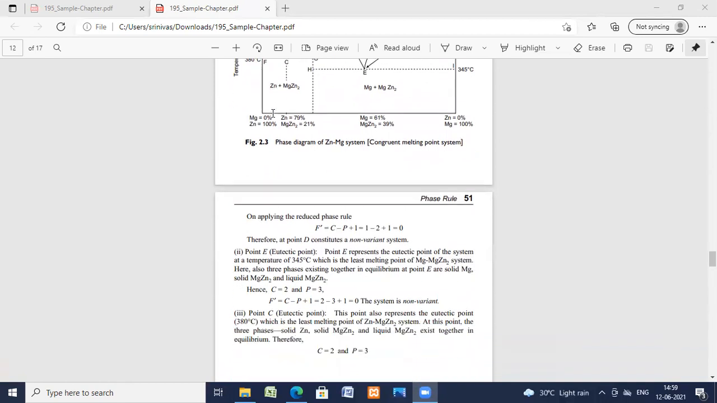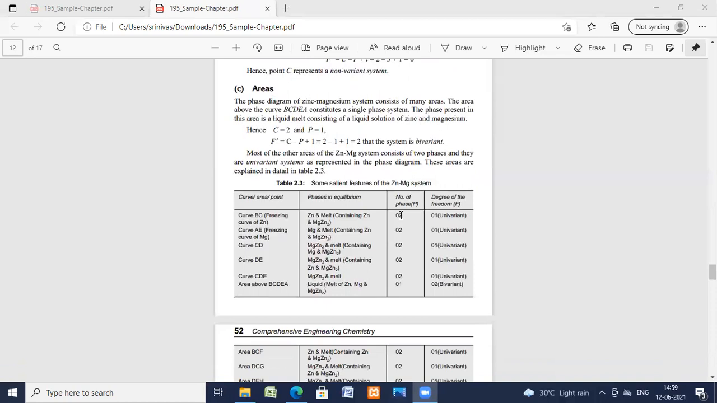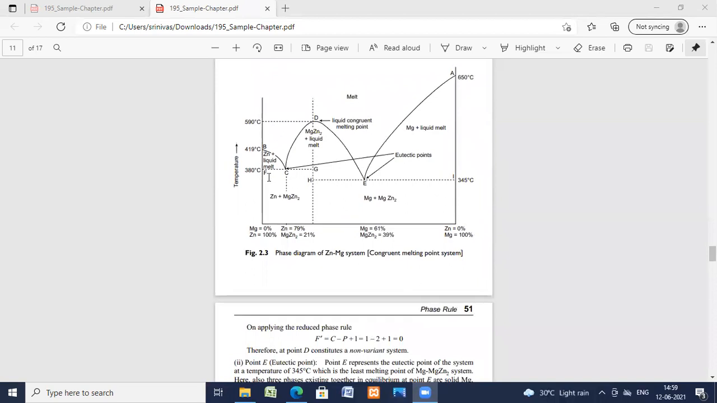So C is 2, P is 2. F is equal to C minus P plus 1, 2 minus 2 plus 1, that is 1. Univariant system. So for BC curve, you get univariant system.